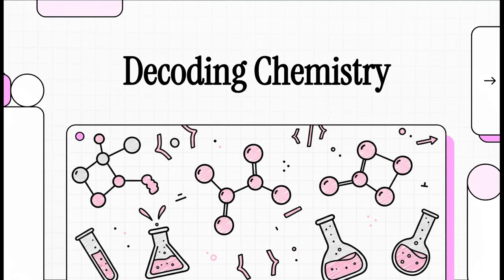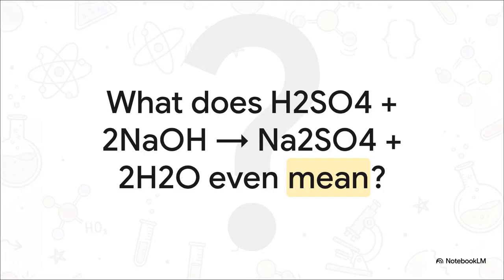Welcome to our explainer. Today, we're diving into something that looks complex, but is actually beautiful in its simplicity. We are decoding the secret language of chemistry. Okay, let's just get right to it. Have you ever seen something like this? It looks like a bunch of gibberish, right? A jumble of letters and numbers that might as well be some kind of alien code.